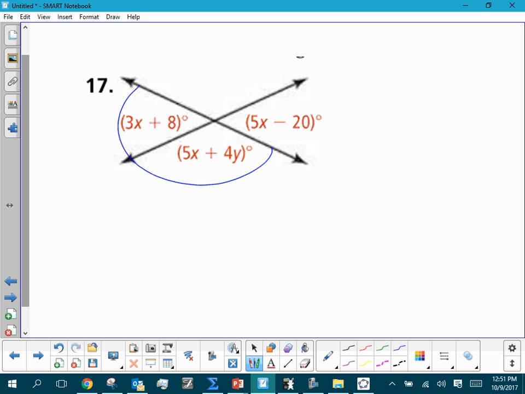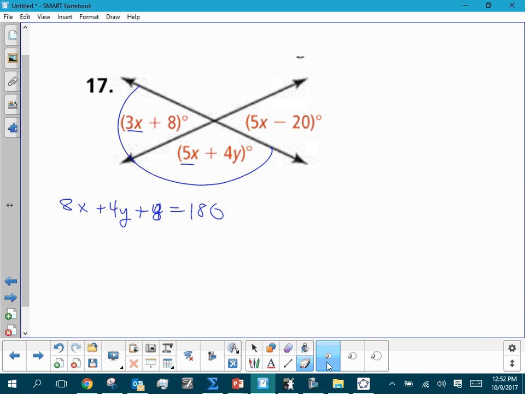Supplementary. Okay? So I can add them together and set them equal to 180, correct? So I'm just going to do some combining of like terms real quick. So I got 3x plus 5x gives me 8x. I'll have a 4y plus 4, plus 8, I guess, equals 180, right? What's bad about that equation? What do we not like about that equation? x and y. It's got two variables, right?